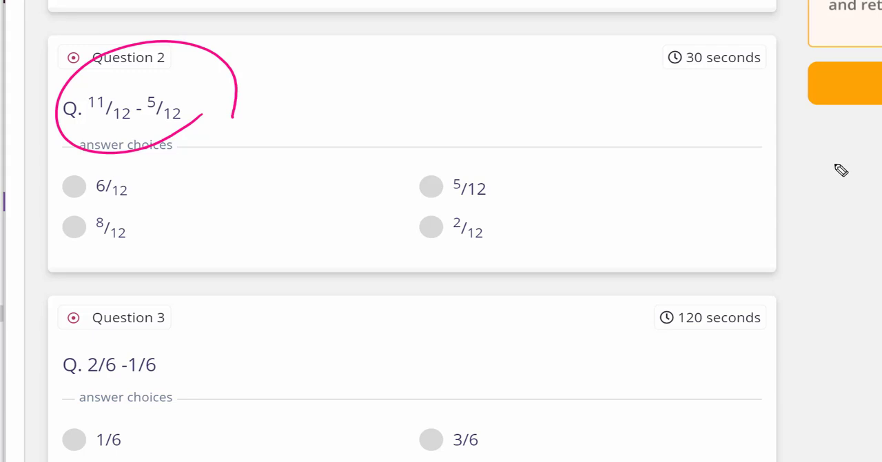Quickly, Ahmed. 11 minus what? Minus 12. No, my hero, we use the same denominator. And we just subtract the numerators. 11 minus 5 equals 6. So the answer should be 6/12. Yes, 6/12. Okay, my heroes, let's move to the next one.